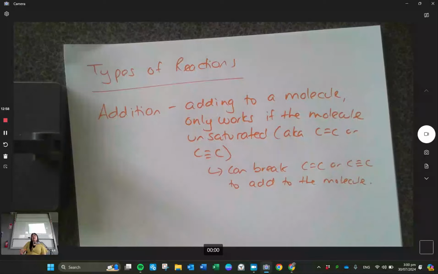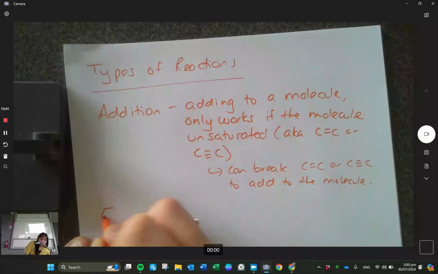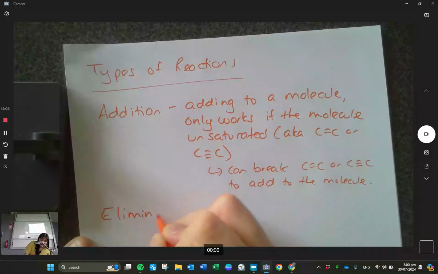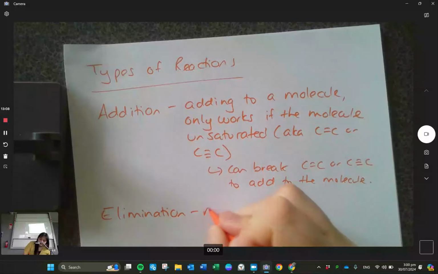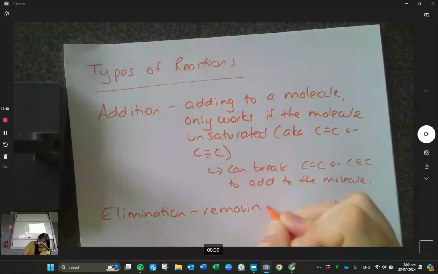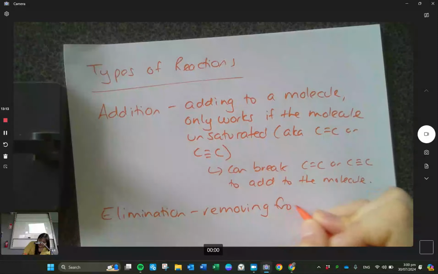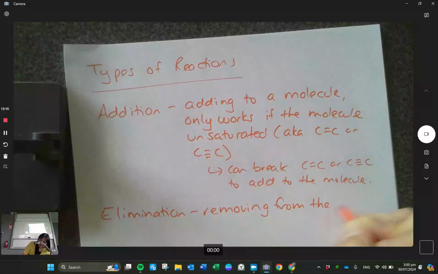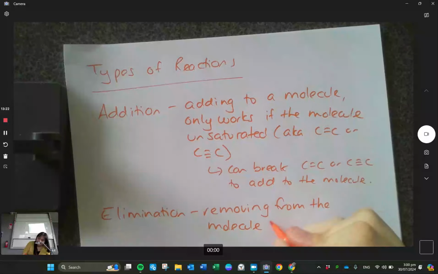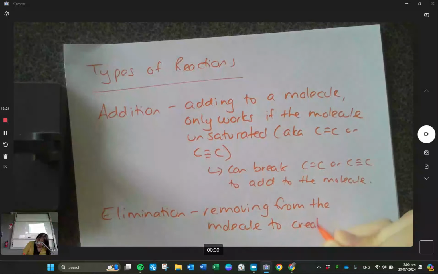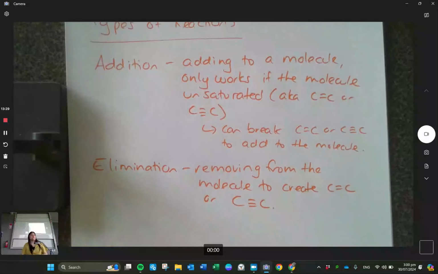The other one that we have seen today is elimination, which again sounds like what it's supposed to. You are removing things from the molecule. And this creates an alkene or an alkyne. Okay? So that's elimination, which again, you've seen in the examples.